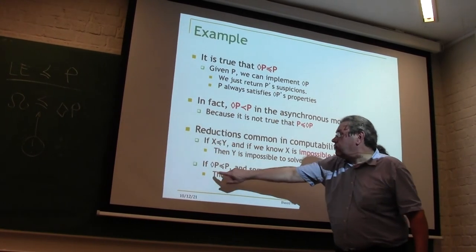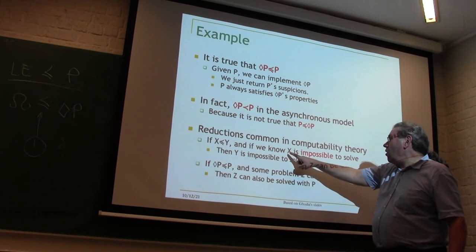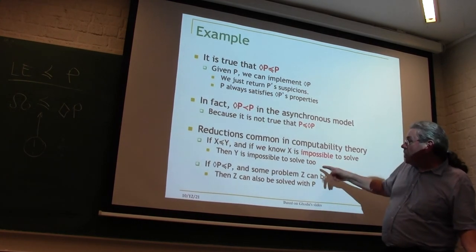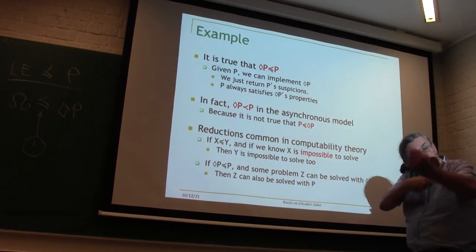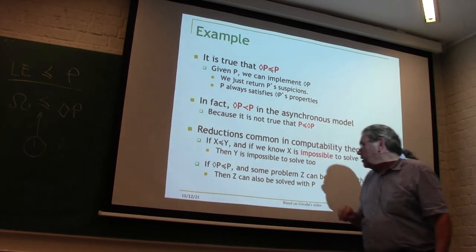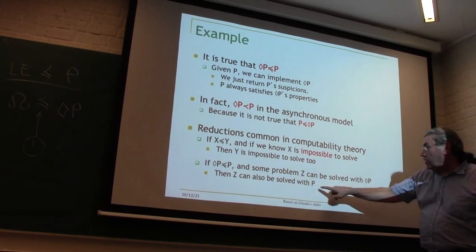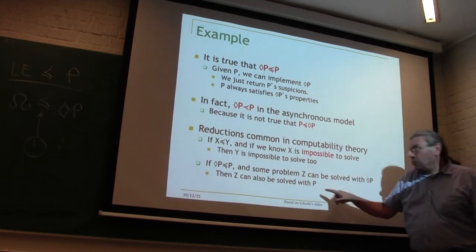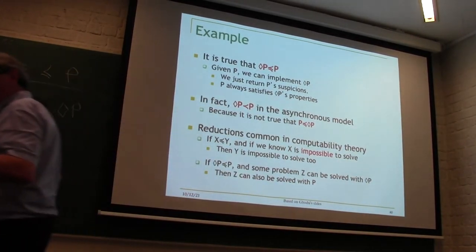So we can make some kind of reasoning on this. If x is reducible to y, and we know x is impossible to solve, then y is impossible too. Otherwise, you could use y to implement x. So we can use it to reason about problems. So if eventually P reduces to P, and some problem can be solved with eventually P, it can also be solved with P. That's very intuitive. If you can solve it with a detector that's allowed to make mistakes, then of course it will also work if the detector makes no mistakes. So that's all very important and useful.